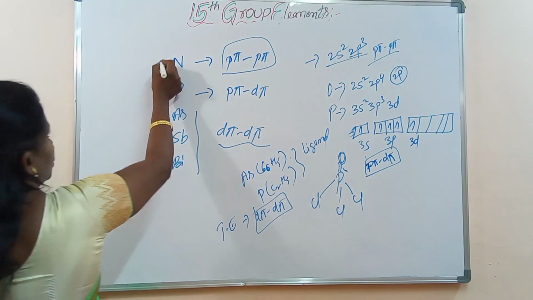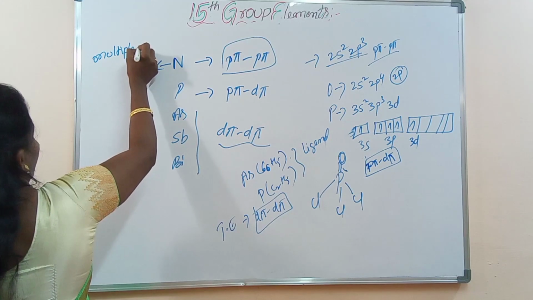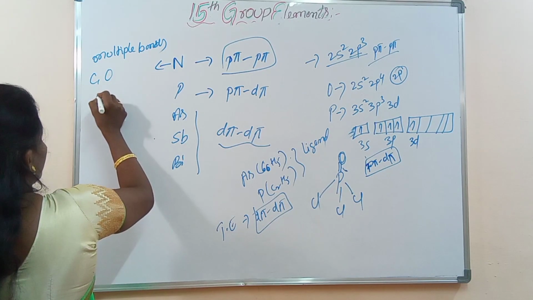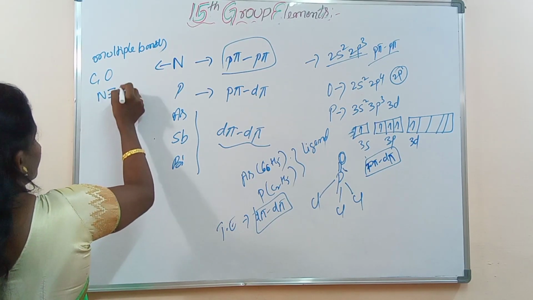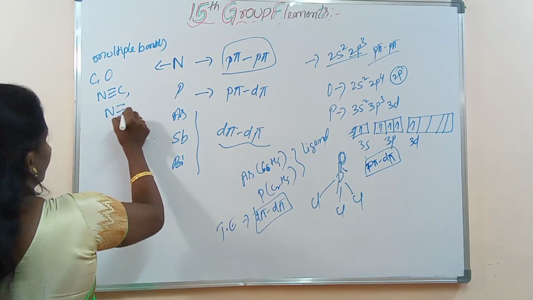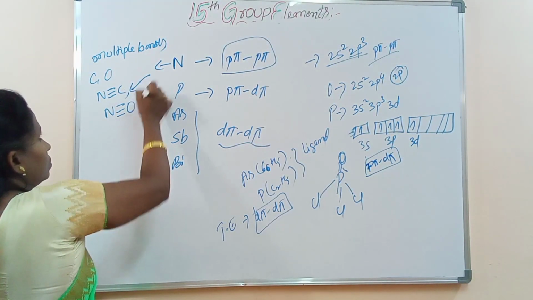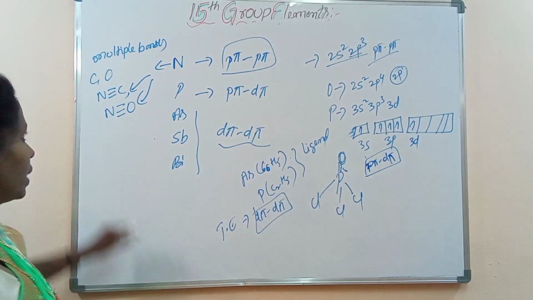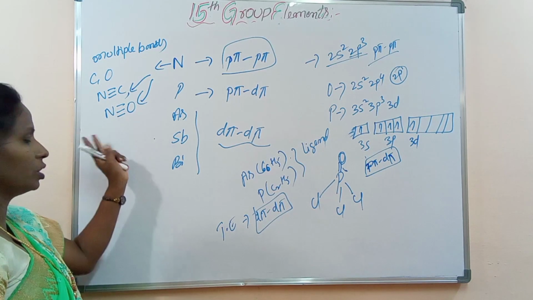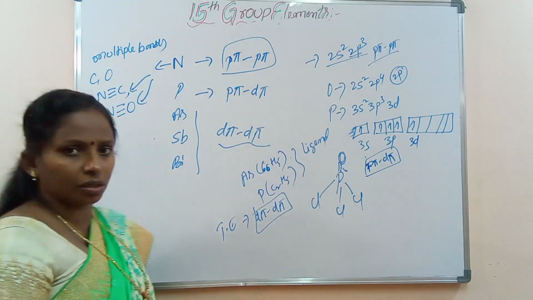Elements like nitrogen are going to form multiple bonds with carbon and oxygen. For example, N triple bond C and NO, like this, it is going to form 2 pi bonds with carbon and oxygen, because they have almost the same size and almost similar electronegativity value, so that it is going to form p pi bonds.